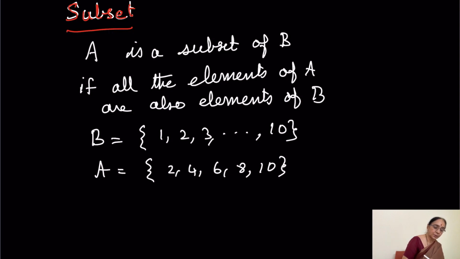Now you can see that 2 is in A, it's also in B. 4, it's also in B. 6, also in B. 8, also in B. 10, also in B. So we say that A is a subset of B. And how do I denote this? I'll just use the symbol here: A is a subset of B. The C is just elongated. That is, A is the subset of B.